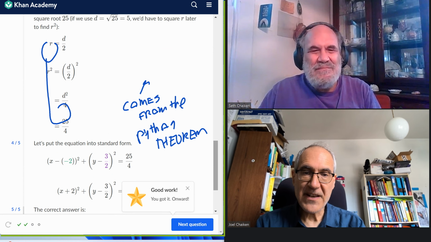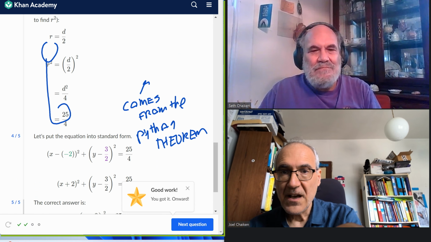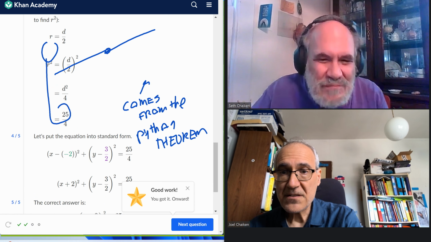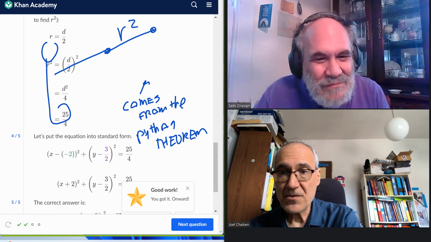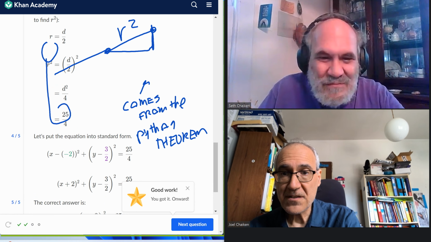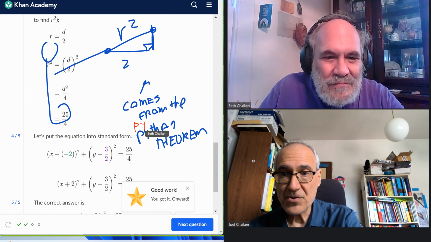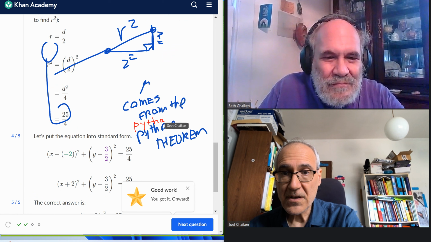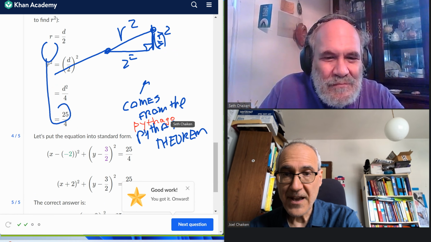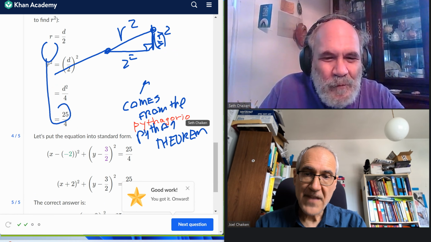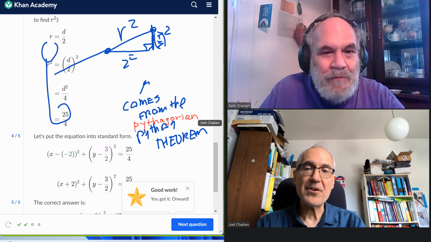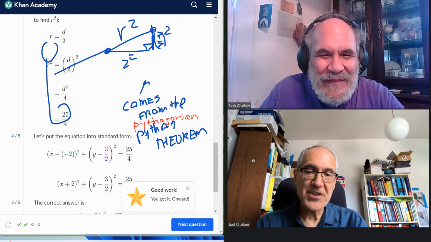And I just was lazy, right? I noticed the pattern that this is the radius squared. See, this is a right triangle. So it's easy to get r squared because it's 2 squared plus 3/2 squared because of the Pythagorean theorem. So I went directly for the r squared. That's a good approach, actually.